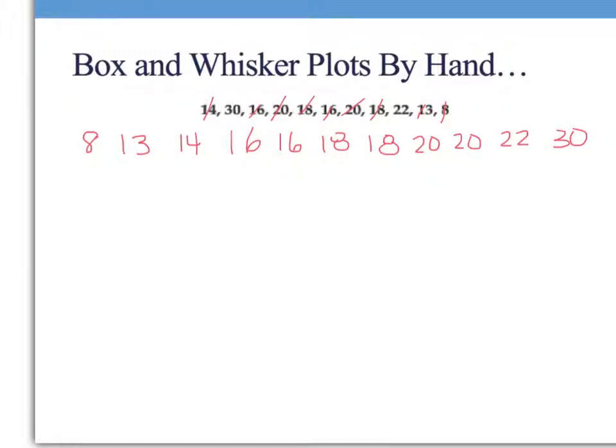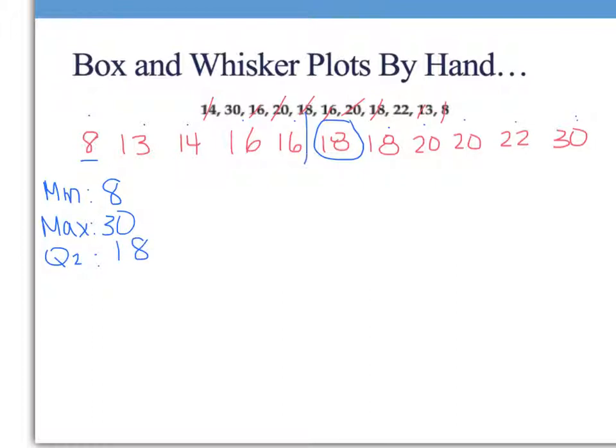Okay, now we're going to make a number line to represent some of the information here, but first let's figure out some of the numbers in the 5-number summary. The minimum is 8. The maximum is obviously 30. If we want to find the second quartile or the median, we know it's not 8 or 30 or 13 or 22 or 14 or 20, 16 or 20, 18 or 16 or 18. So our second quartile is 18. And remember, that separates our data into two halves.